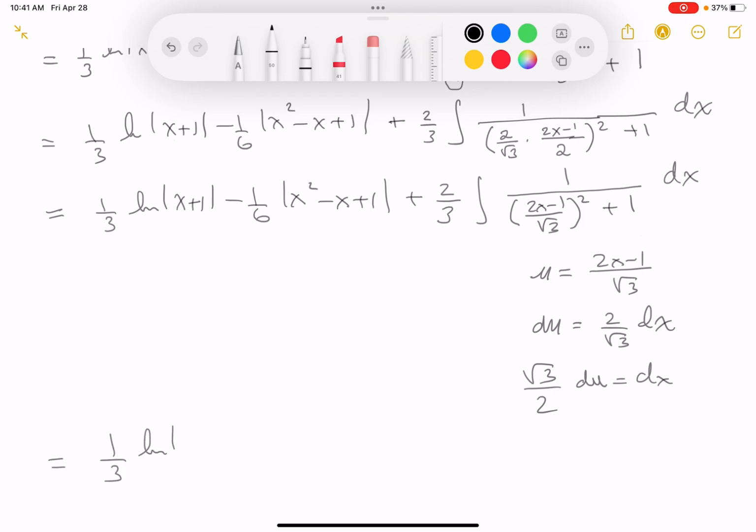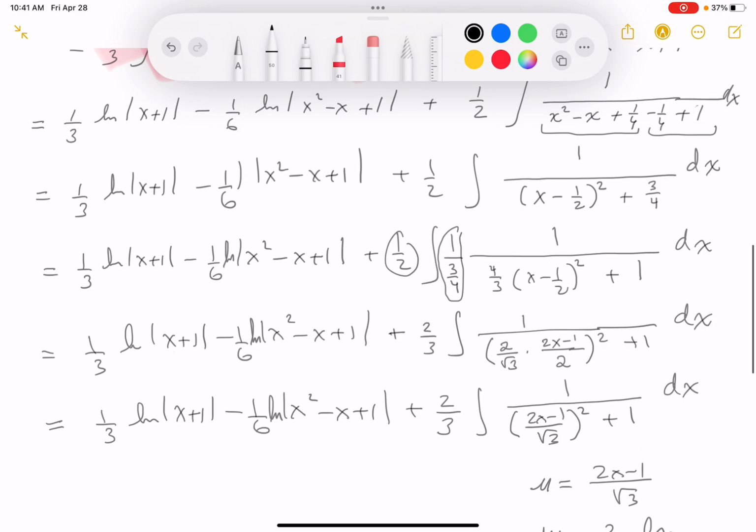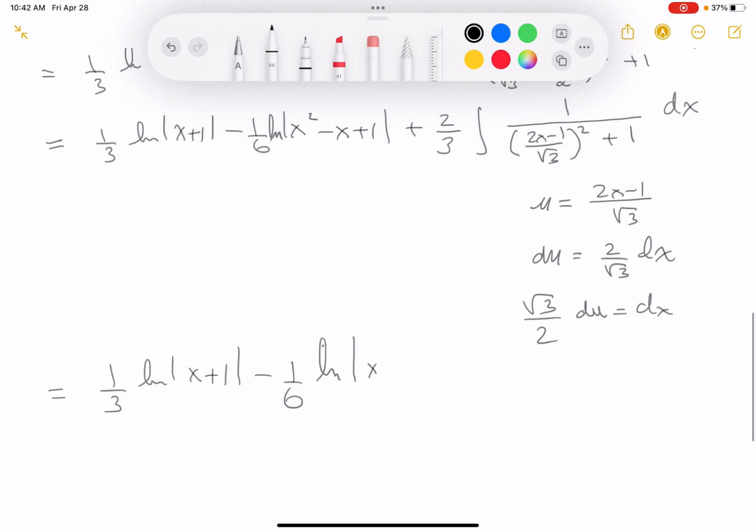1/3 ln x plus 1 minus 1/6. You know what? I'm really missing things over here. I forgot to write that down. I'm going to go back and correct my work. It's easy to forget things. Plus an integration. And I got 2/3.